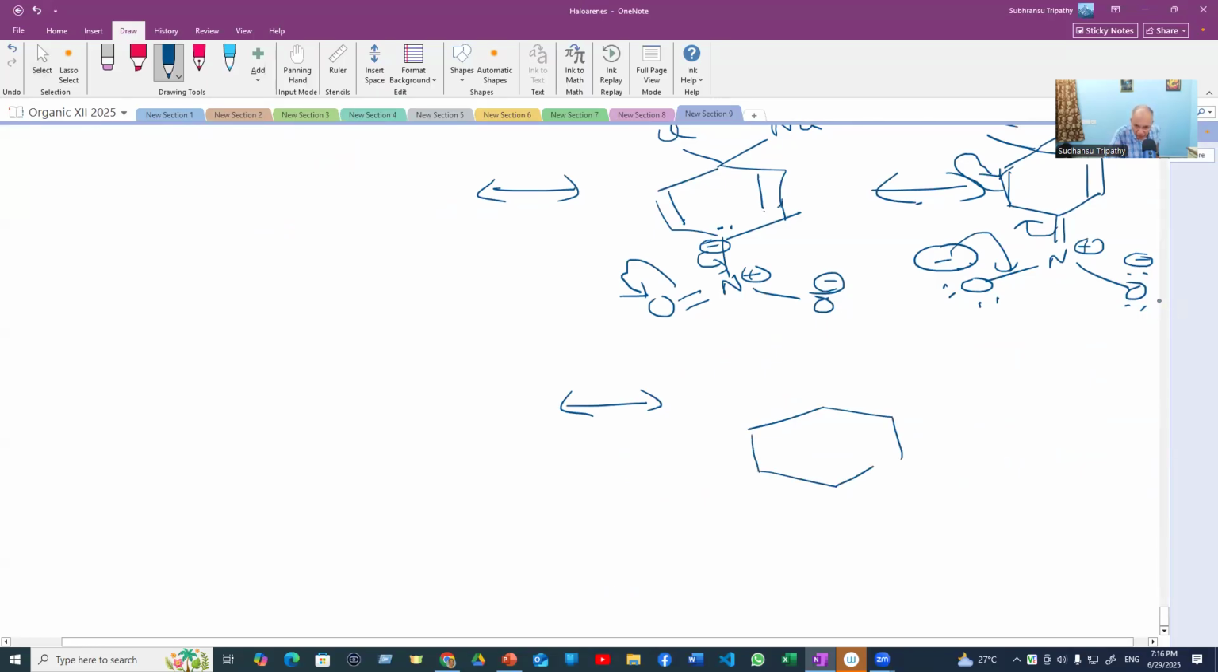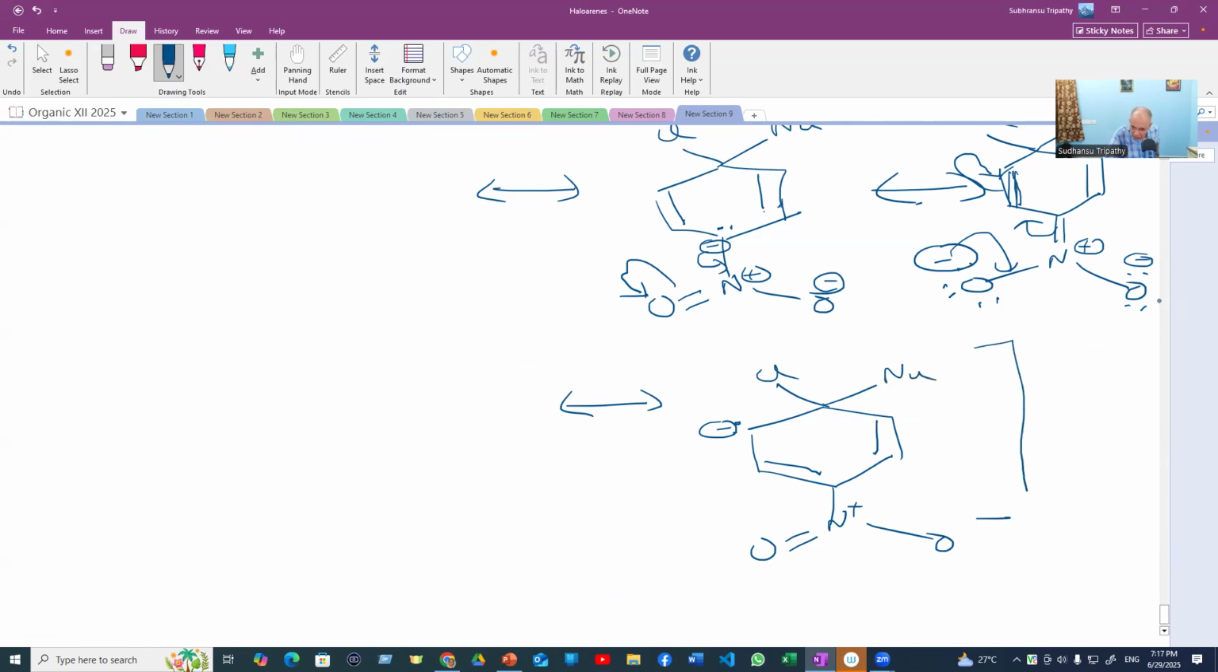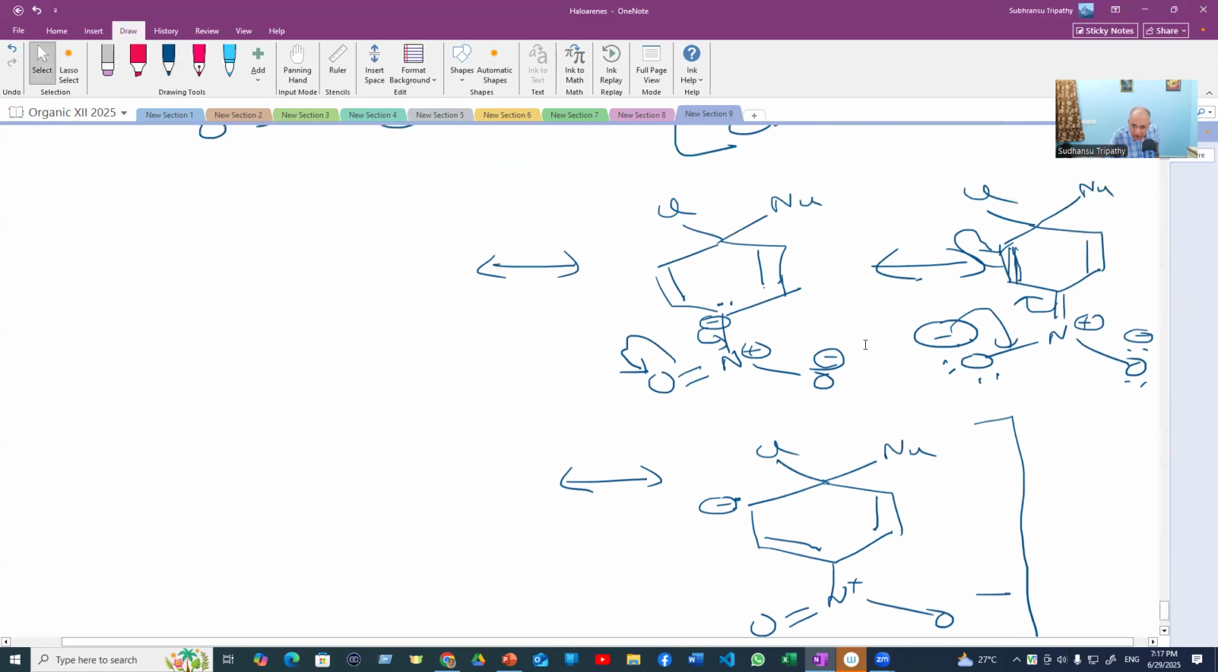So you are now getting minus charge here, and this pi bond has polarized. This is a pi bond polarized, and double bond has come here, and the nitro group is as usual double bond and plus minus, and we have Cl and Nu. So there are 4, 1, 2, 3, 4 C.